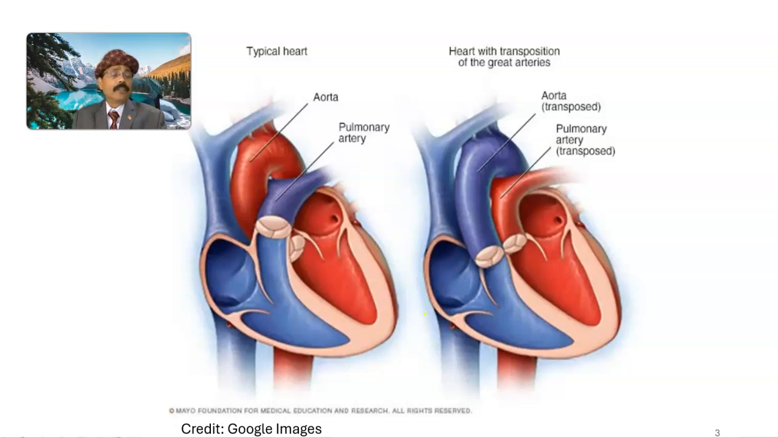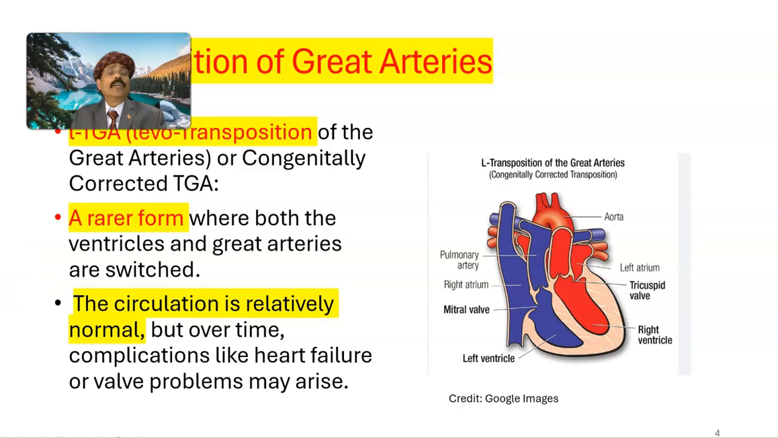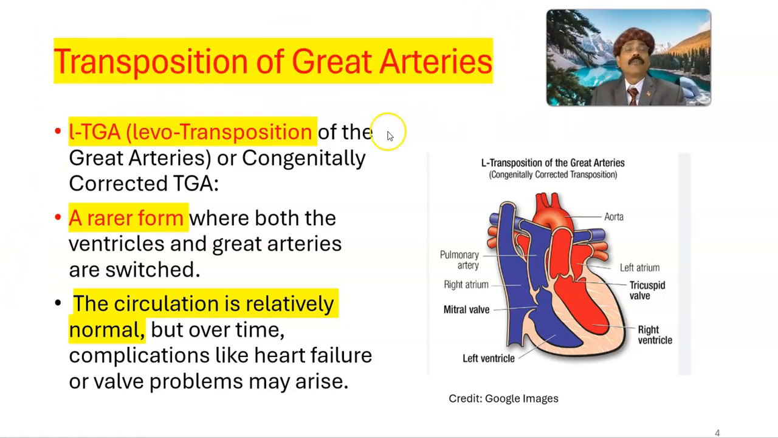We got that. And we are looking at another type, levo. There is the levo transposition of great arteries, or congenitally corrected transposition of great arteries, a rarer form where both the ventricles and great arteries are switched. Circulation is relatively normal, but over time, complications like heart failure or valve problems may arise.